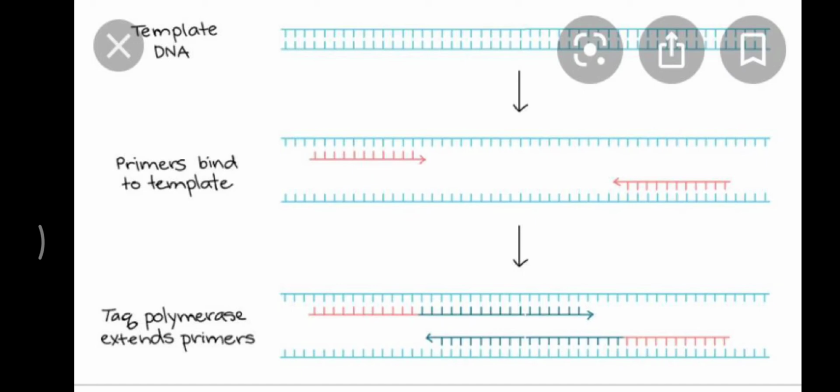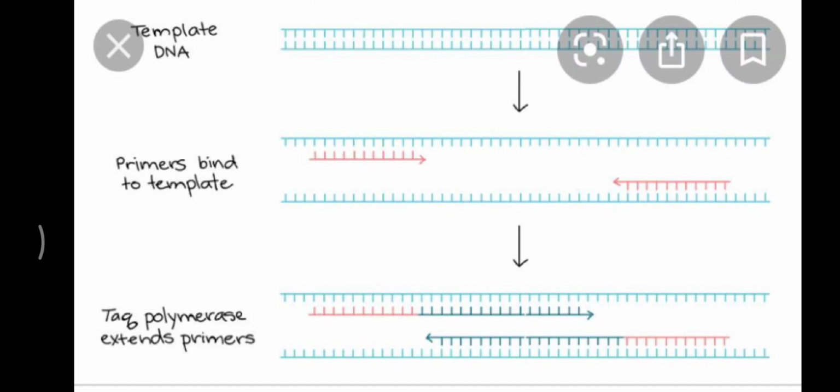So, the main requirements are DNA template, then the primer, which is a small RNA stretch, and the enzyme, which is the Taq polymerase enzyme. Now, DNA template is the DNA which has the gene of interest, and that gene of interest is to be amplified, that is, its multiple copies are to be made. Then primer is a small RNA stretch of 10 to 18 nucleotides, and it is linked to the target DNA to initiate the process of replication.